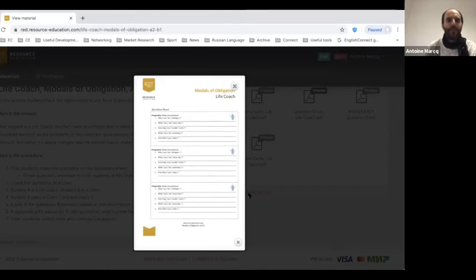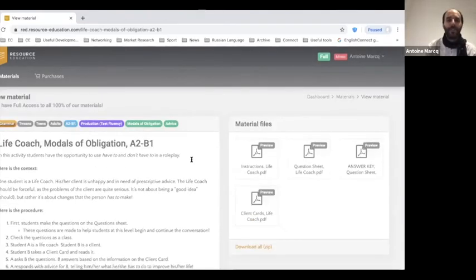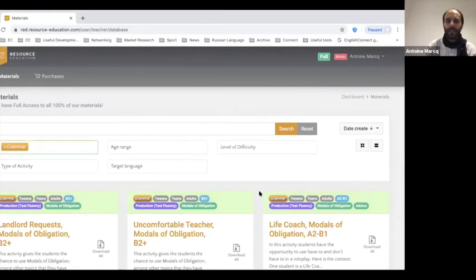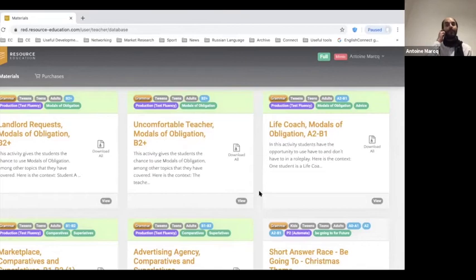How long do you usually work? The lawyer is going to answer one way, the window washer a different way. So this would be a good speaking activity for students to practice modals of obligation at a lower level, A2, B1.